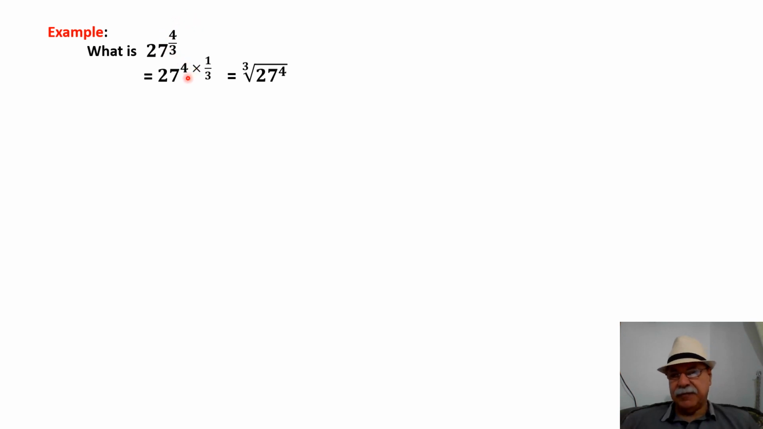That's why I put 4 times the third. This third means this is the root, and the third is the value of the root, and 4 is the power of the 27. The result, the cube root of 27 is 3, and 3 to the power 4 is 81.